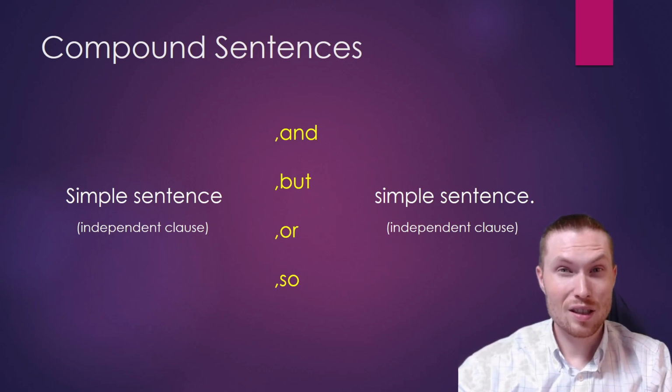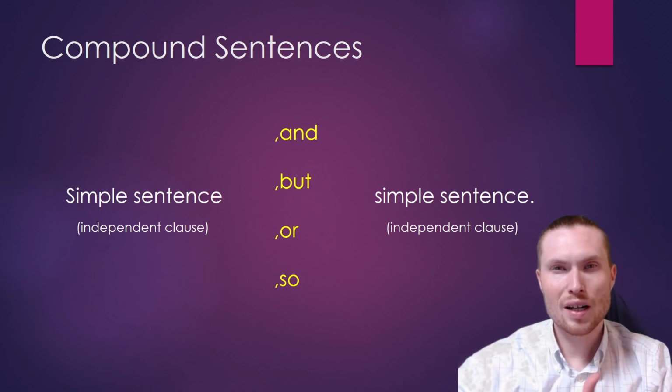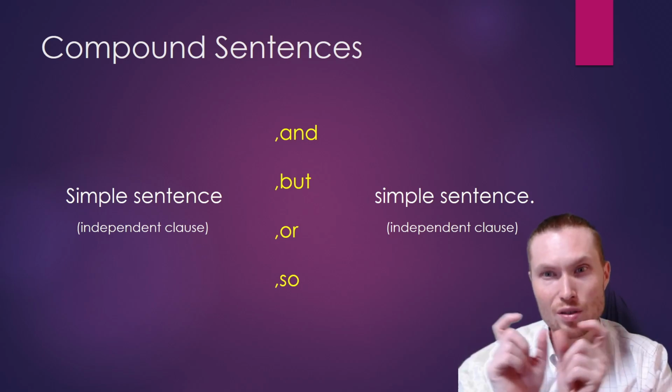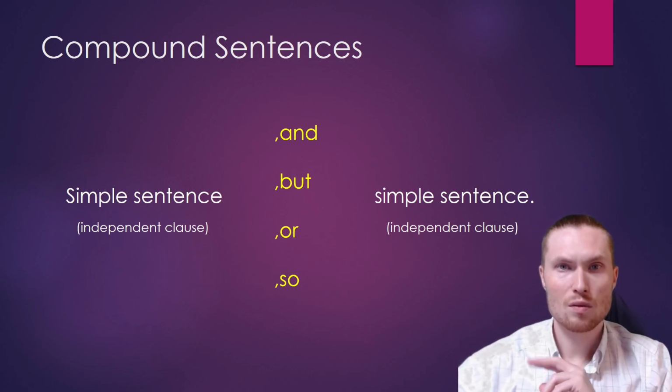And also in English, we call these simple sentences independent clauses. And we'll learn more about that later. But you can think of a compound sentence as joining 2 independent clauses using these words, which are called conjunctions. And, but, or, and so.